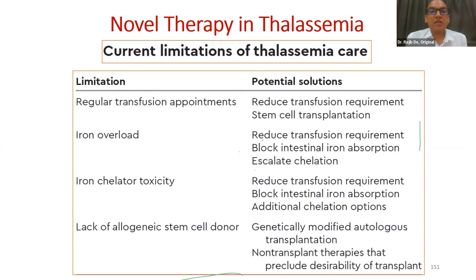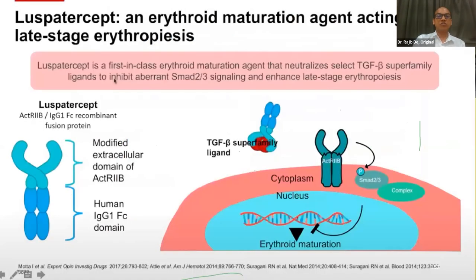There are some novel therapies also in thalassemia now. Novel therapy in different aspects, as far as iron overload and iron chelation are concerned. So there are different novel therapies. One is luspatercept. Now it is coming to India. It is an erythroid maturation agent acting on the late stage erythropoiesis.